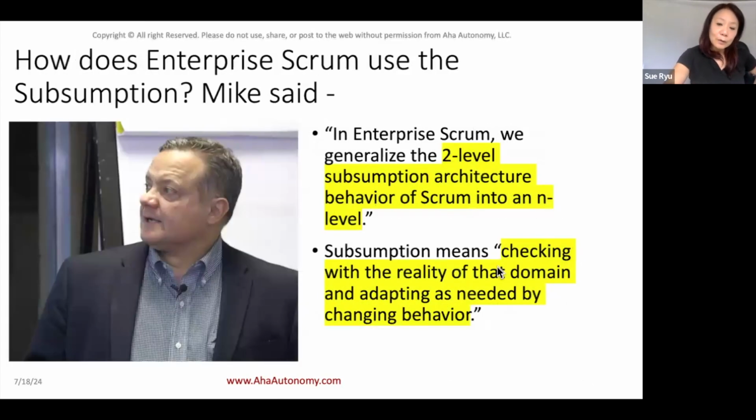So what I have shown you today is how Mike showed us we can use the two-level subsumption architecture, Scrum behavior, into N levels. Most people using it use just two levels. And again, he uses the canvases to be able to see all the sensors and all that.